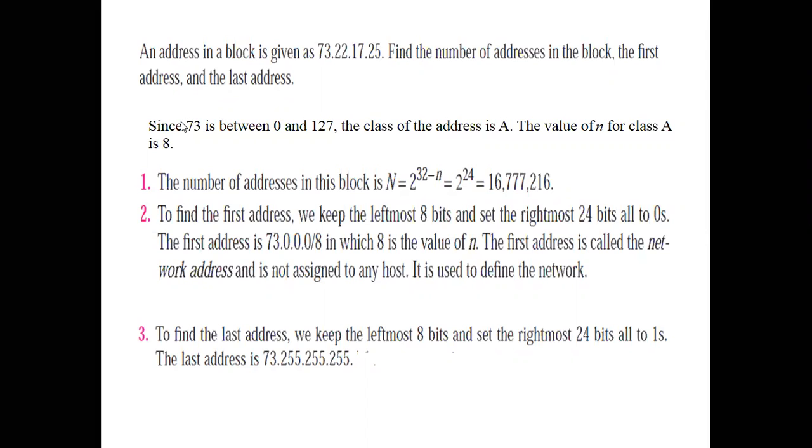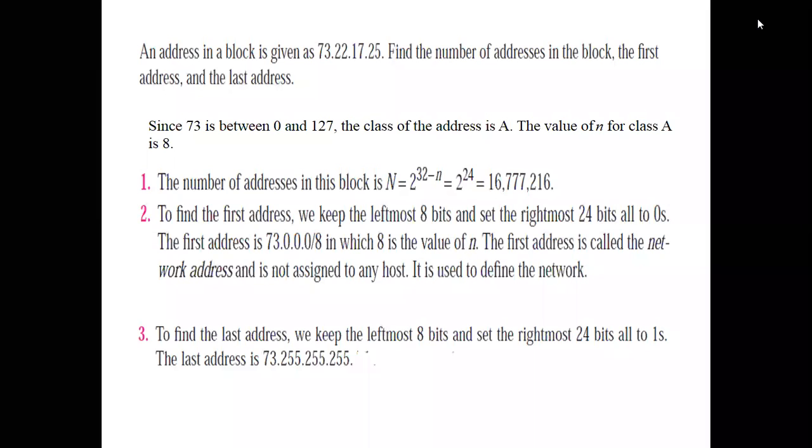73.22.17.25, this IP address is there. This is one of the IP addresses where the first byte is 73. So here it is between 0 to 127. Therefore, this address belongs to class A. And the value of n for class A, everybody knows, is 8. n is equal to 8.